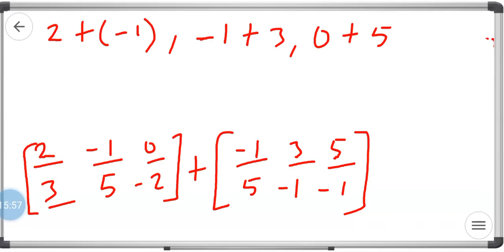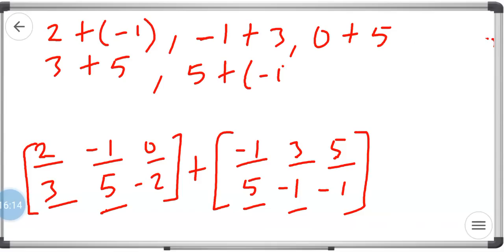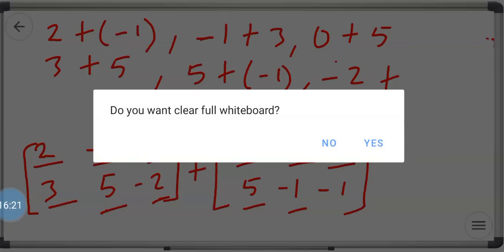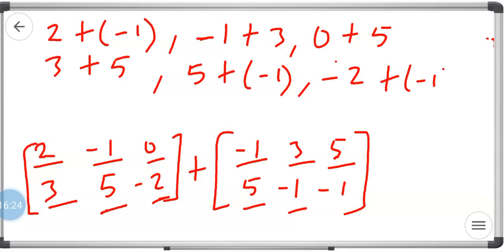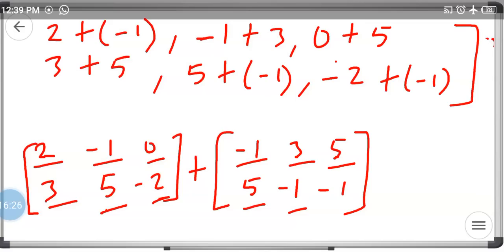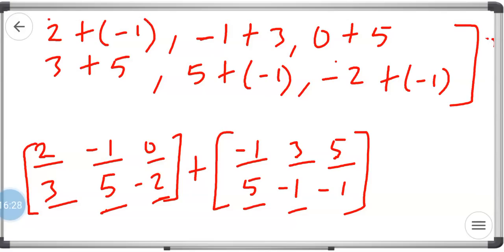So we come to the next row. That's 3, we are adding plus the first number here, 5. So I'll do 3 plus 5, comma. The next one is 5, so 5 plus minus 1, comma. And here that's minus 2, so minus 2 plus minus 1. Then the bracket.